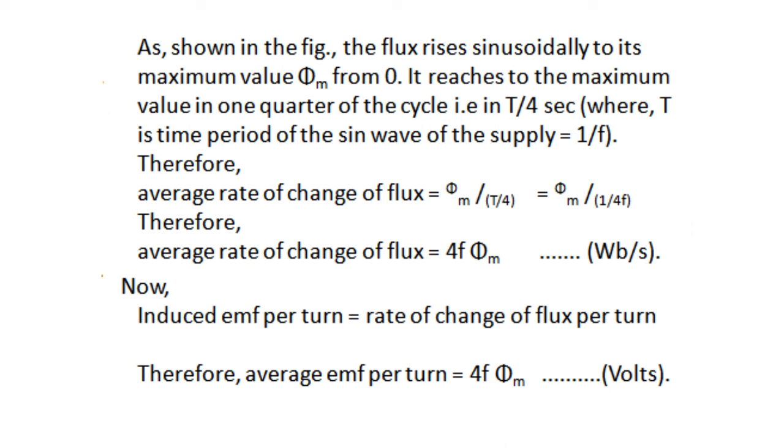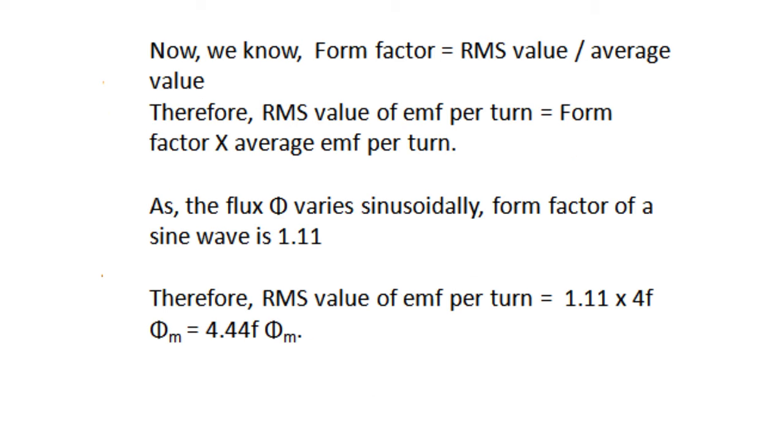Since flux varies sinusoidally, the RMS value of the induced waveform is obtained by multiplying the average value with the form factor. The form factor for a sinusoidal waveform is 1.11, which is equal to RMS value by average value. So the RMS value equals 1.11 multiplied by 4fφm, which is equal to 4.44fφm volts.